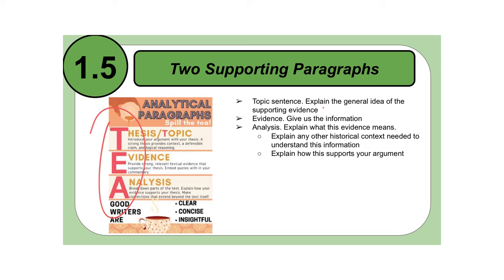So topic sentence, you're going to explain the general idea of supporting evidence. Then your next few sentences are going to talk about evidence. You're going to give us the information that you have. And then the next few sentences after that explain what this evidence means. What does it mean? Explain any historical context, again, just like you did with the counterclaims. And then you explain how this evidence supports your argument that you're trying to make. And you do this for both body paragraphs that you use for your supporting paragraphs.